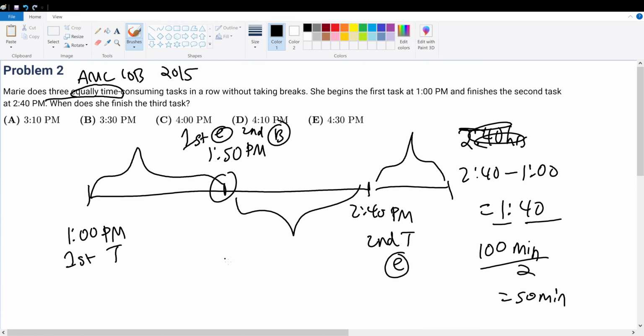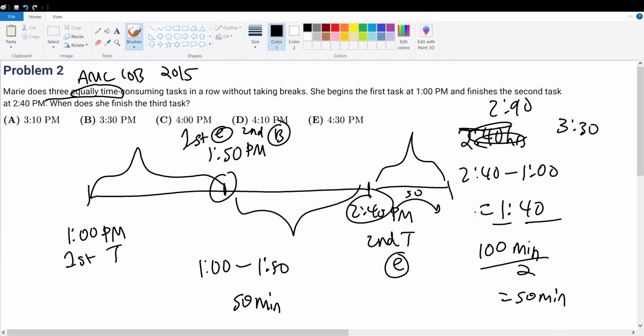So that means from 1 p.m. to 1:50 p.m. there was 50 minutes. So that means from 2:40 she must have taken 50 minutes to do the third task, which, if you sum it up, that's 290. Subtract 60, get 330. So she ended the last task at 3:30 p.m., which is answer choice B as our final answer.